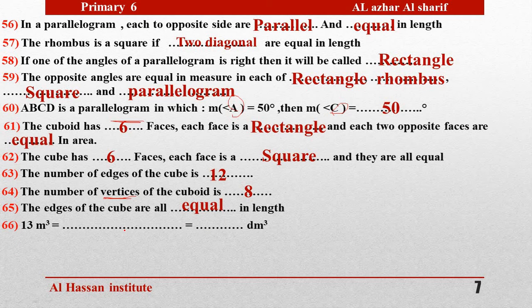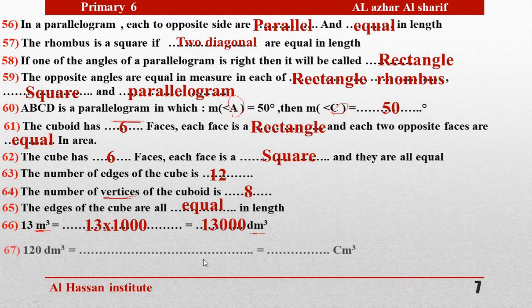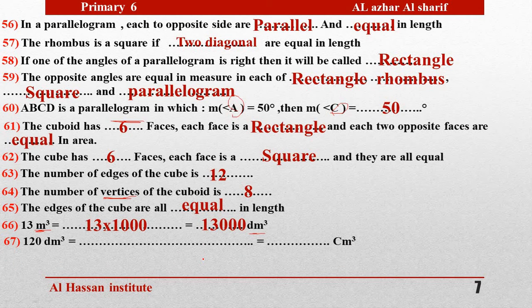13 meter cube equals blank decimeter cube. Here in this example, we convert from meter cube to decimeter cube, so 13 times 1000 equals 13,000. Here, 120 decimeter cube equals blank centimeter cube. From decimeter cube to centimeter cube, times by 1000. So 120 times 1000 equals 120,000.